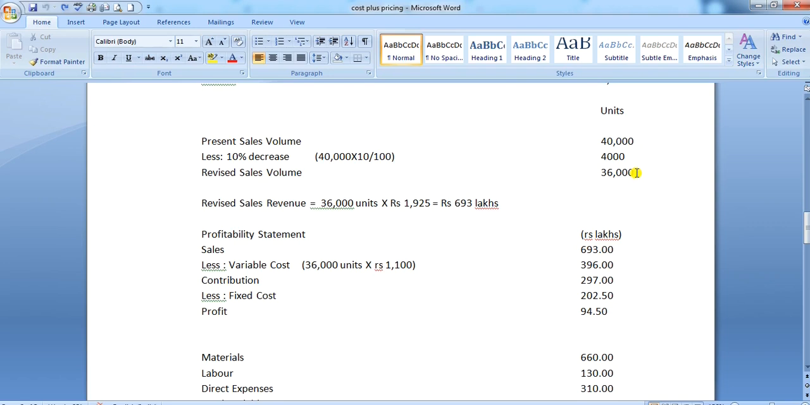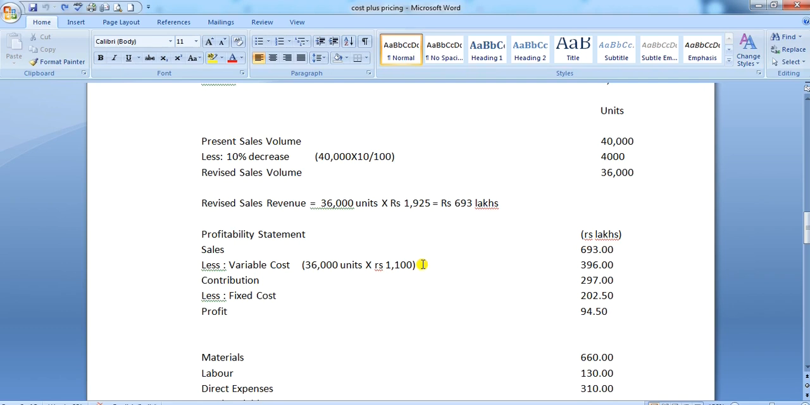Now for 40,000 units, 440 lakh rupees was the variable cost, and for 36,000 units we get 396 lakh rupees as the variable cost, right? Applying the thumb rule we get this. So per unit variable cost will be 1100 rupees. Okay, so when we deduct the variable cost from the sales volume, we get the contribution, which is 297 lakh rupees.